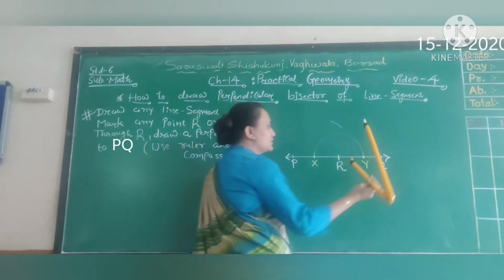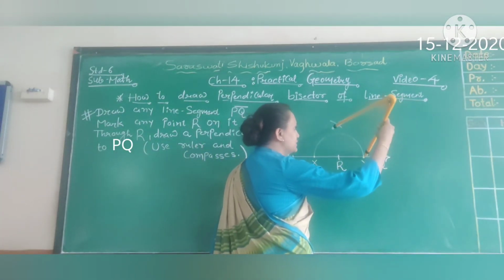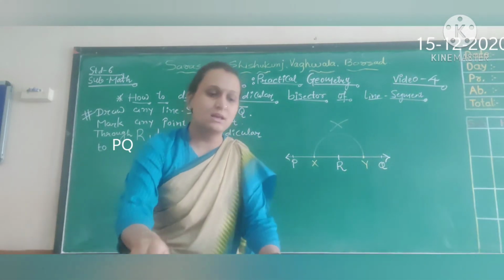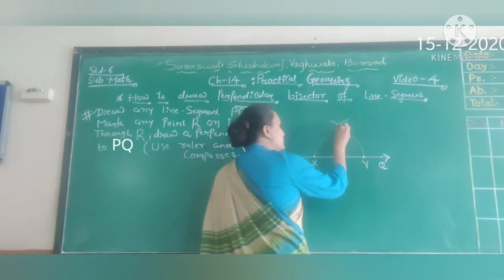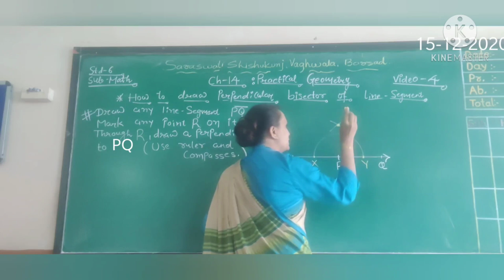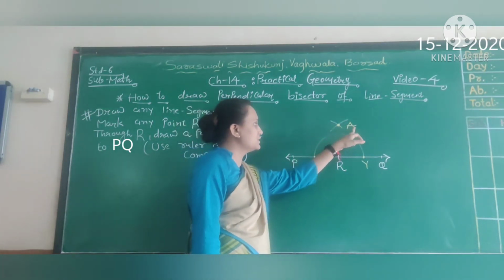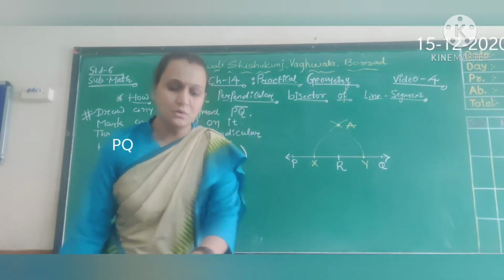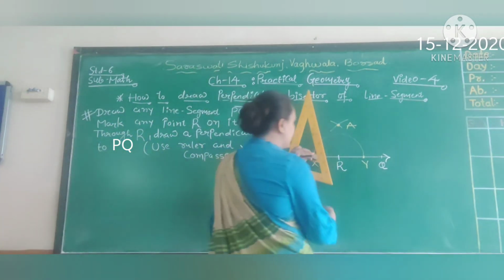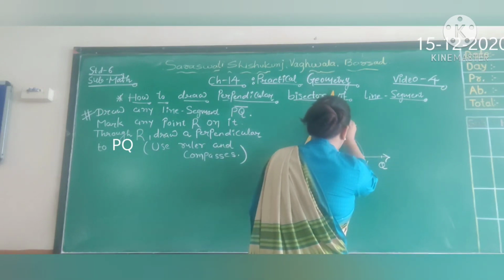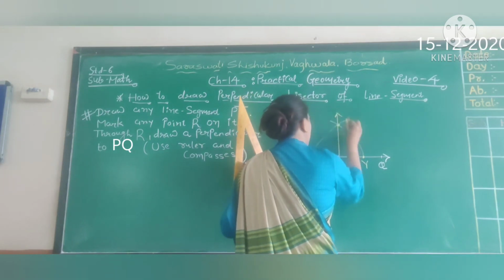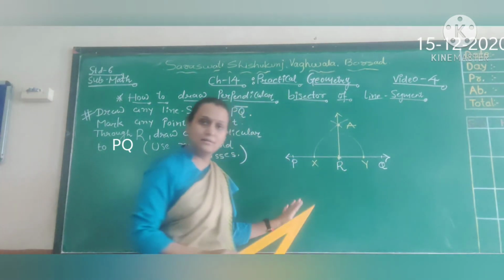Okay. Same way, draw an arc from point Y. So here you can see both arcs are intersecting each other. The intersection point is, suppose, A. So here we have named the intersection point as A. Now let us join A and R for the perpendicular bisector with the help of a scale. So here this is your perpendicular bisector, R and A.